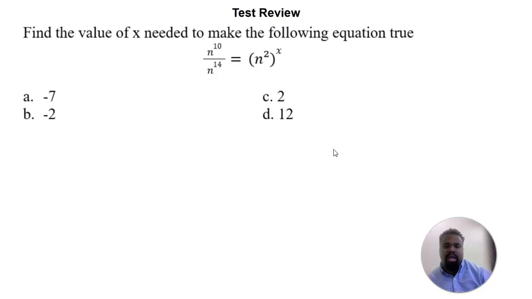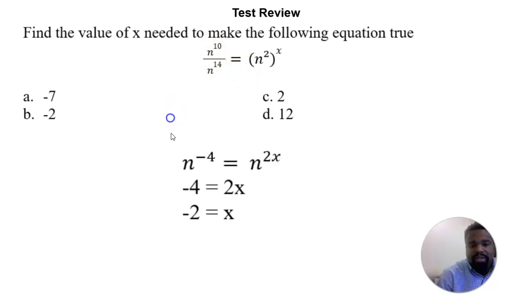All right. Similar to the previous problem, we want to see what number we can put for x that will make this true. We want to apply our product of properties of exponents. So this right here on the left side is quotient of powers. So you're going to subtract. So you're going to do 10 minus 14. And this is power of a power, so you're going to multiply. So you're going to do 2 times x. So 10 minus 14 is going to give you -4. 2 times x is 2x.